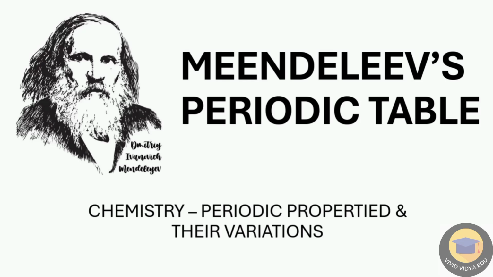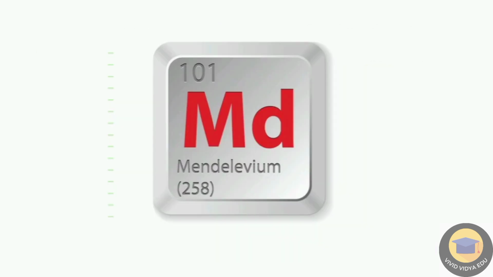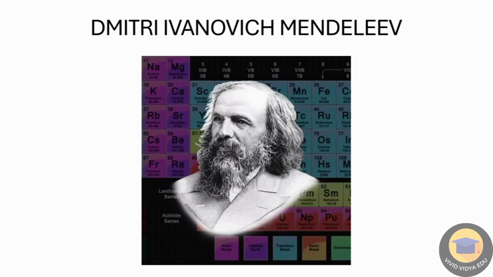But first, do you guys know which element is number 101 on the modern periodic table? It's called Mendeleevium. It's named after the Russian chemist Dmitri Ivanovich Mendeleev, who is considered the father of the periodic table. He was the most important contributor to the early development of a periodic table, where elements were arranged on the basis of their atomic mass and their similarity of chemical and physical properties.